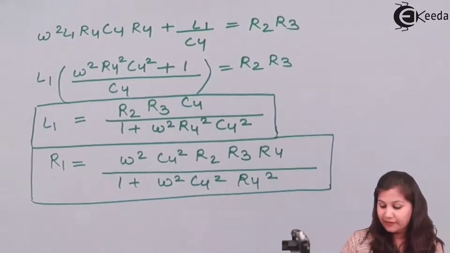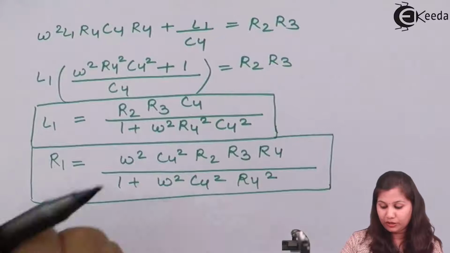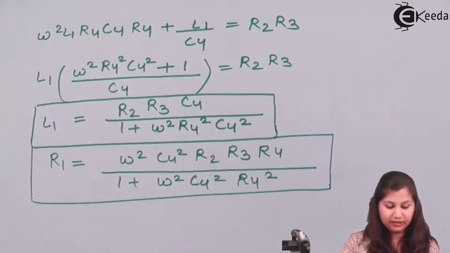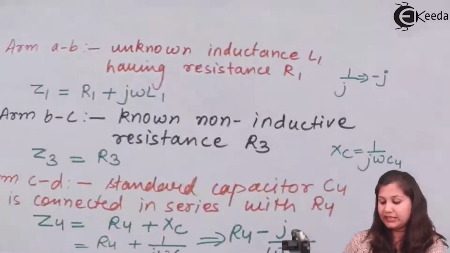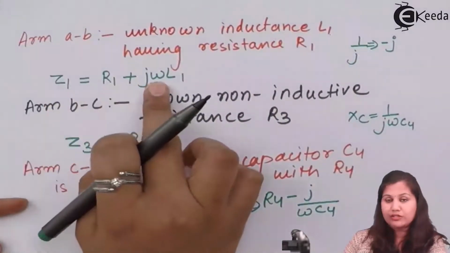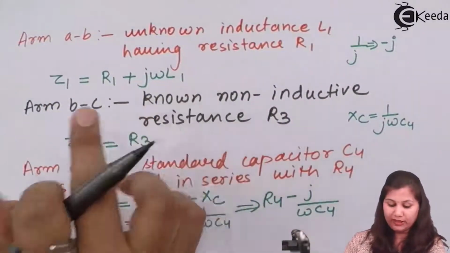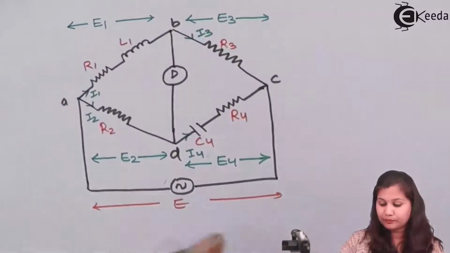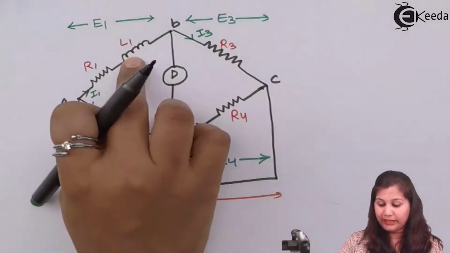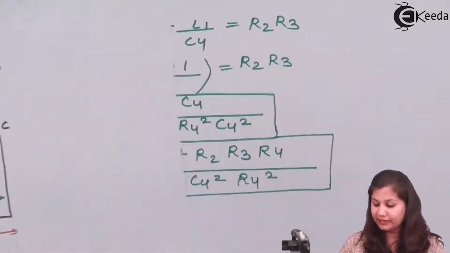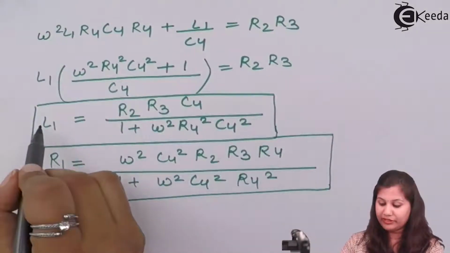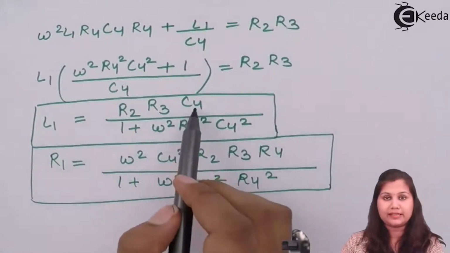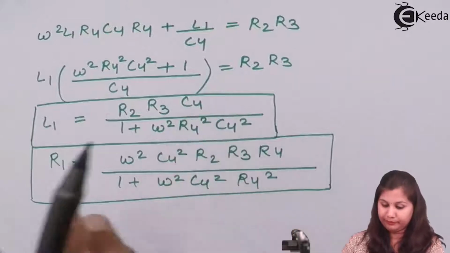So you can see that we have calculated the values of the unknown variables L1 and R1, which are present in the unknown impedance Z1, R1 plus J omega L1. Through this we can find the unknown impedance. And here we have calculated the value of the self-inductance L1 of a coil having the resistance R1 in terms of the capacitor C4.